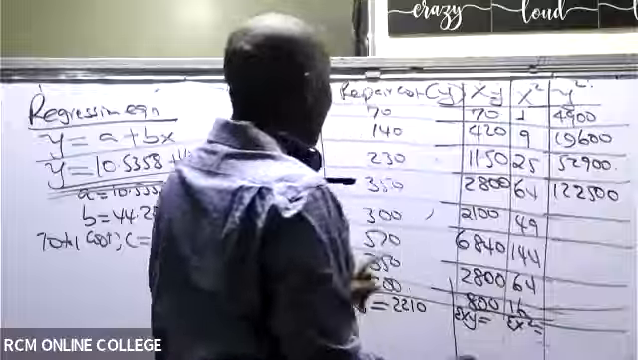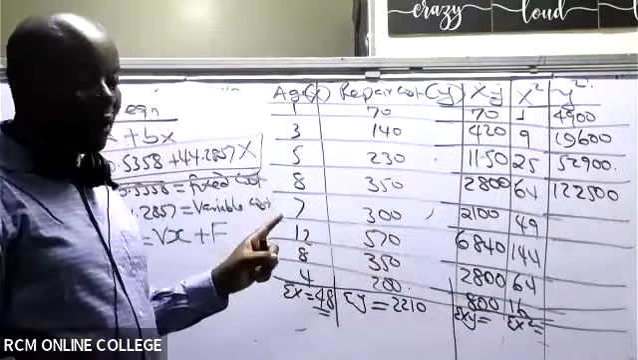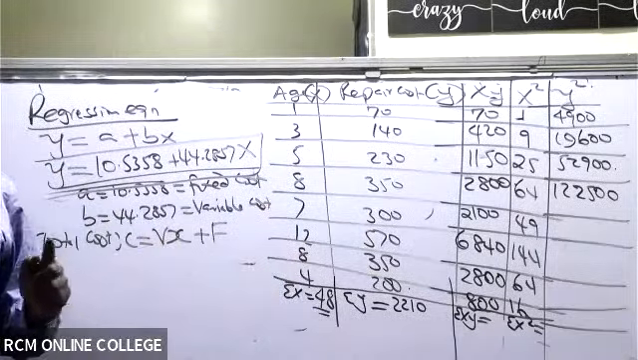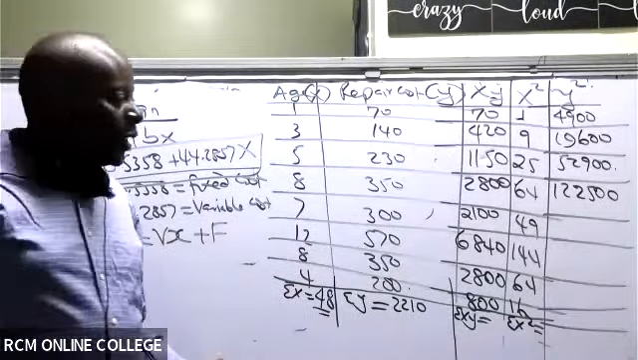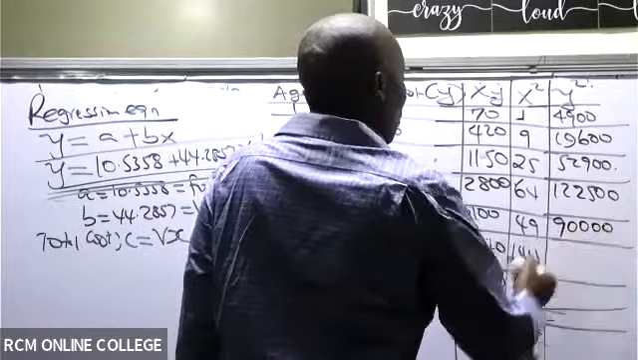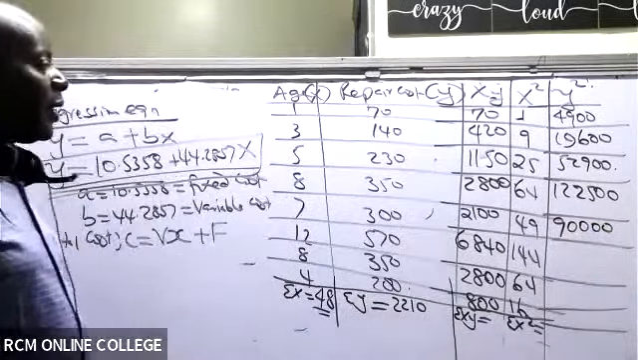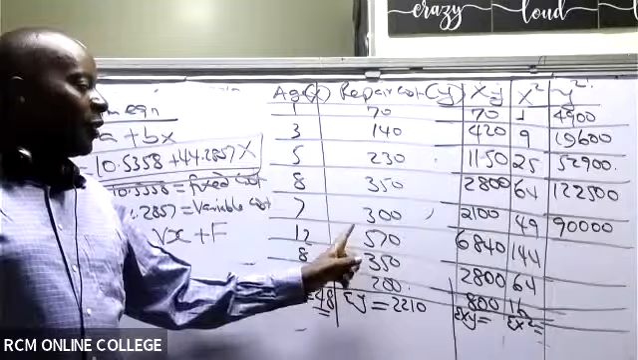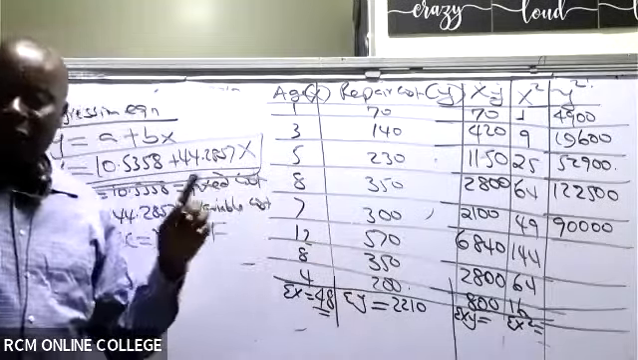122,500. From there, we have 300 squared. I think I'll be able to get these, but there's no harm if I got this number from you. I'm being told it's 90,000. And then lastly, we have 570 squared. How about 570 squared?